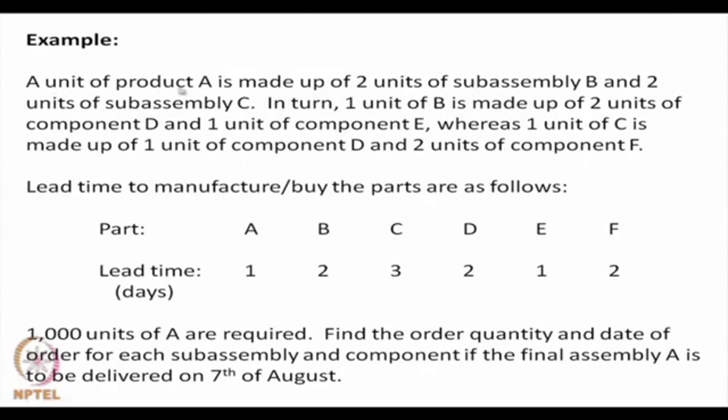A unit of product A is made up of 2 units of subassembly B and 2 units of subassembly C. In turn, 1 unit of B is made up of 2 units of component D and 1 unit of component E, whereas 1 unit of C is made up of 1 unit of component D and 2 units of component F.